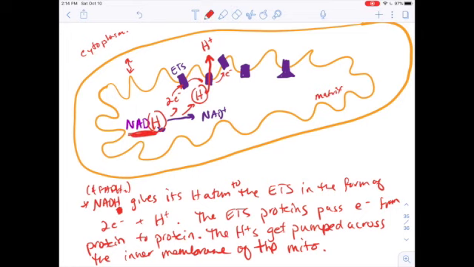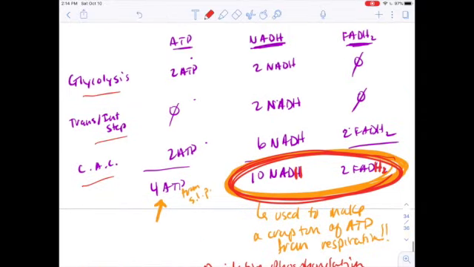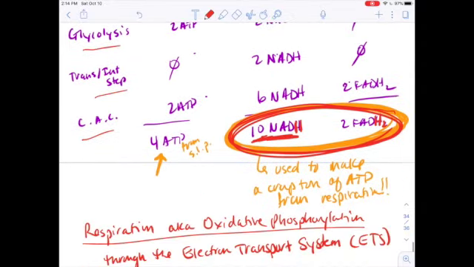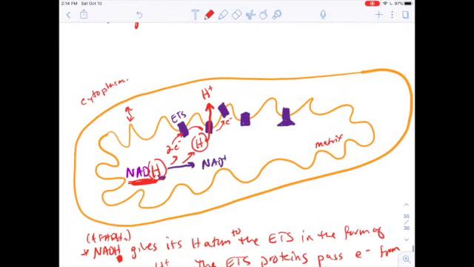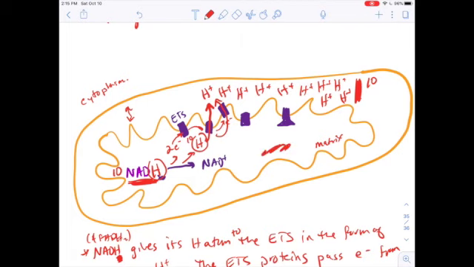Remember all these NADHs? Back here, we counted up 10 of them, right? So for every 1 molecule of glucose, there are going to be 10 of these, which means 10 protons are going to get pumped across the inner membrane of the mitochondria. 1, 2, 3, 4, 5, 6, 7, 8, 9, 10. A bunch of these complexes will pump them across. So we have a concentration of 10 whatever per milliliter. We have a higher concentration in here than back in the matrix.